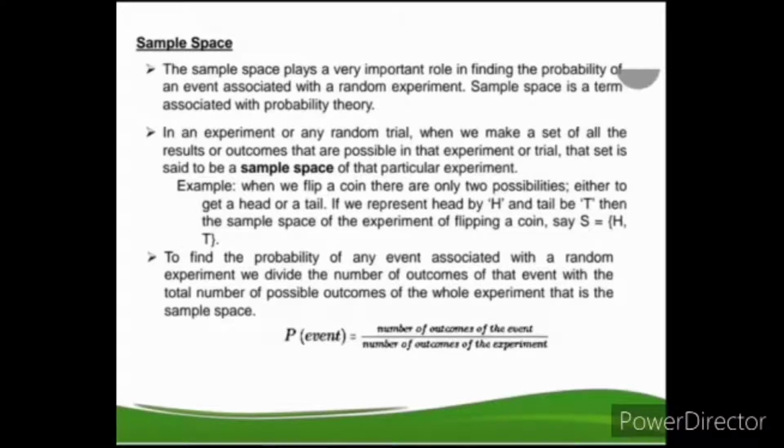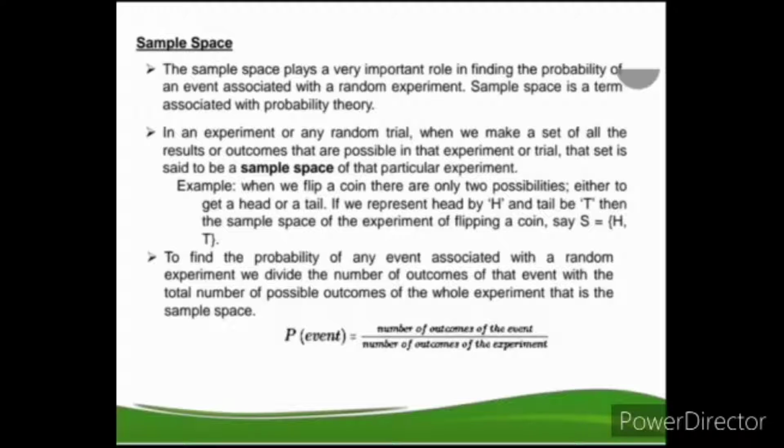For example, when we flip a coin, there are only two possibilities: either we get a head or a tail. If we represent head by H and tail by T, then the sample space of the experiment of flipping a coin is S = {H, T}.